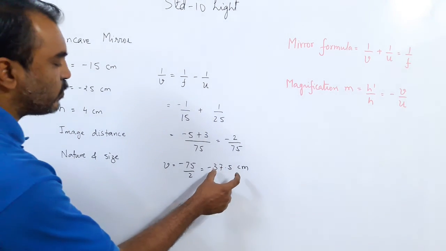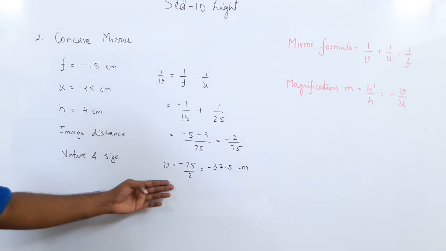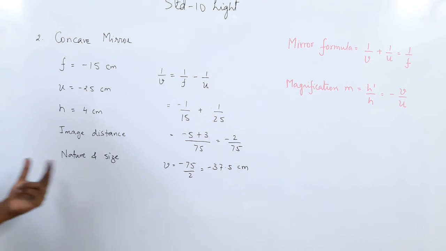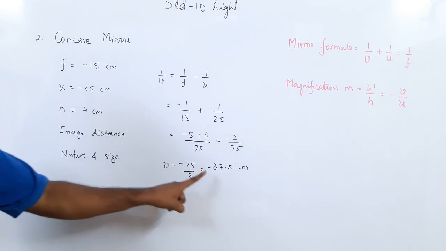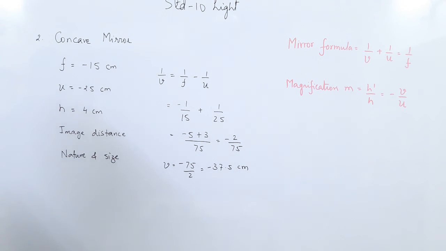Now minus 37.5 means the image is found on the left side. So what is the image distance? Minus 37.5. So it is 37.5 on the left side.